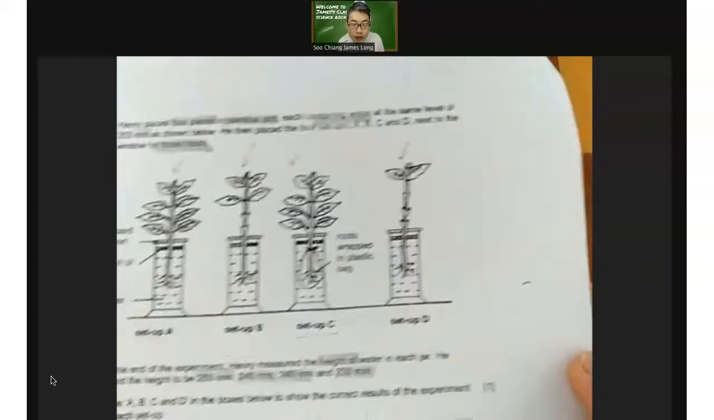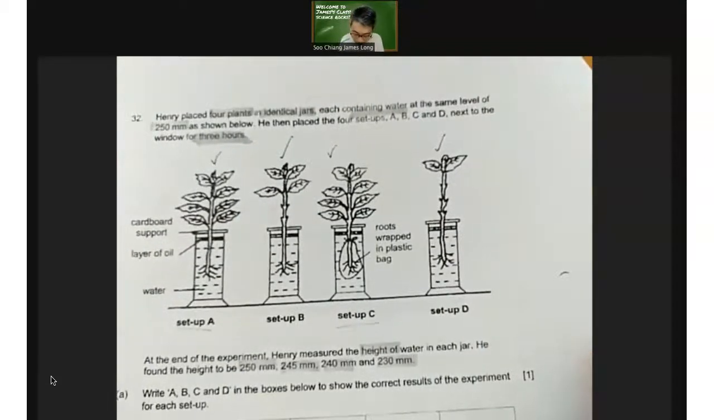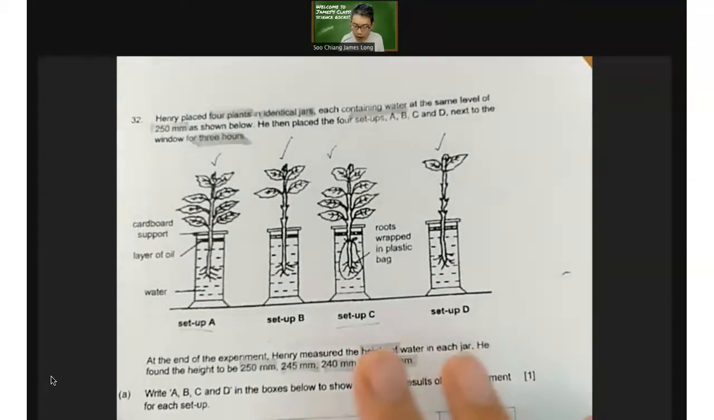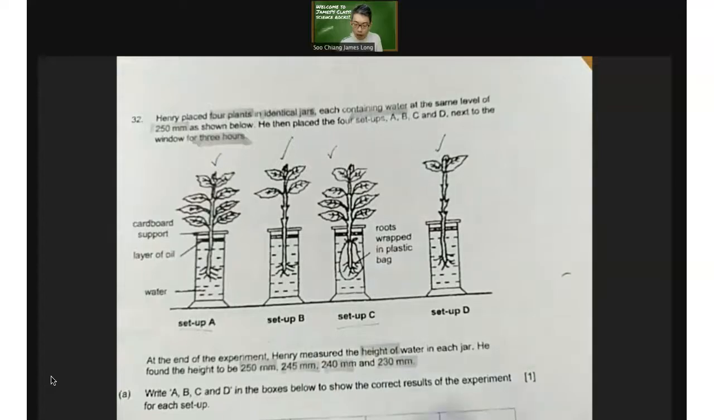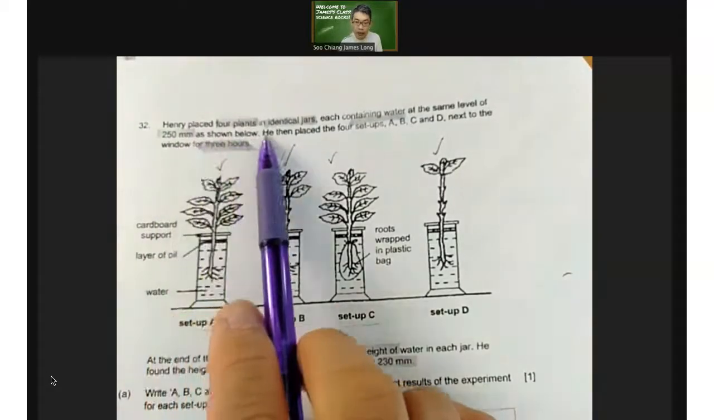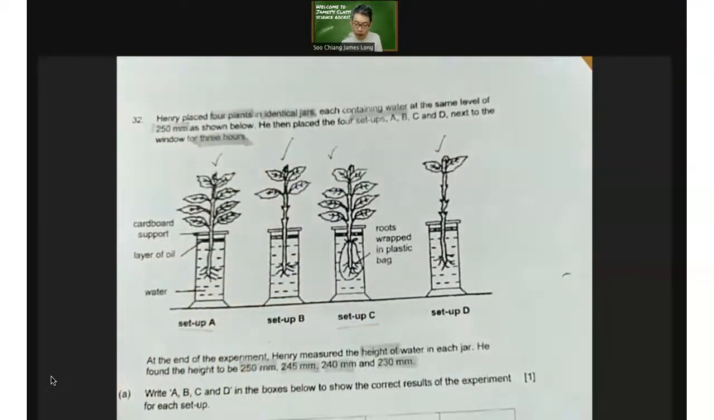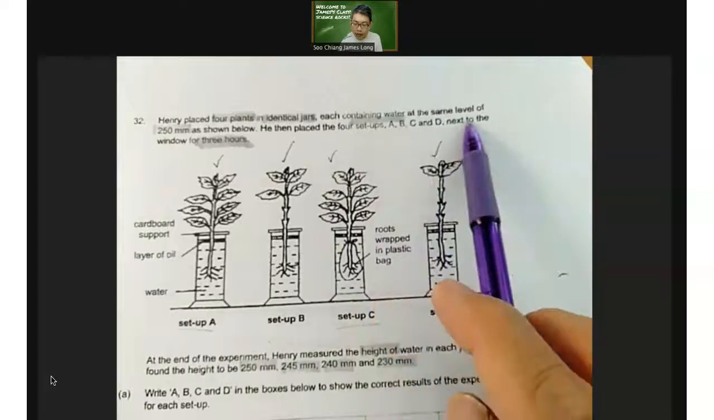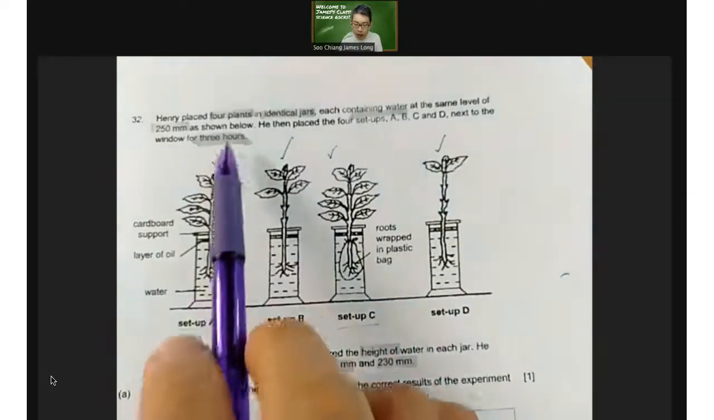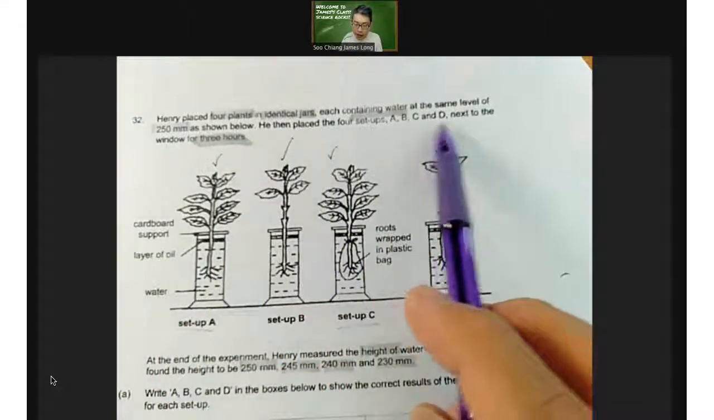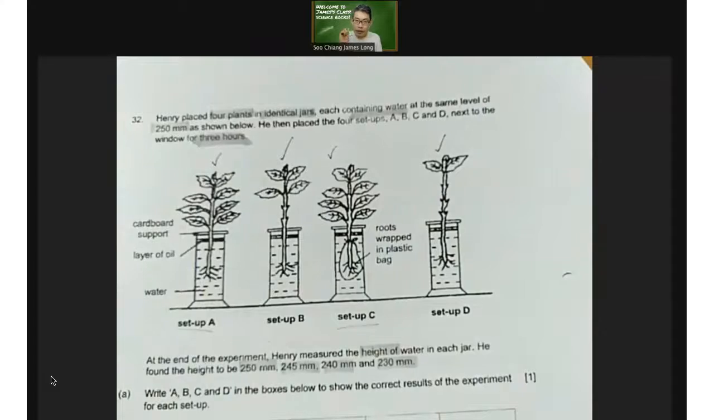This one looks like a picture from a past year PSLE question, 2013, 2012, a long time ago. Henry placed 4 plants in identical jars, so same volume, each containing water at the same level, same amount of water, as shown below. He placed the 4 setups next to the window. Next to the window means there will be light shining in, so there's photosynthesis going on.